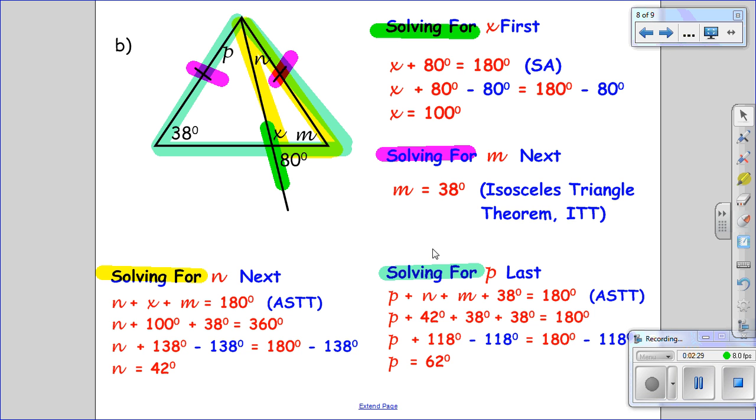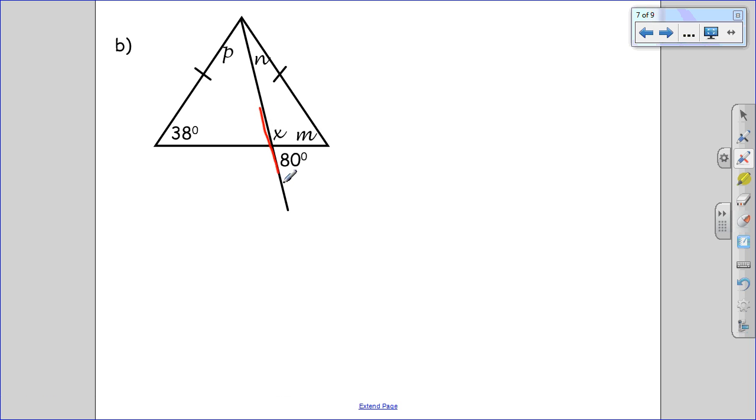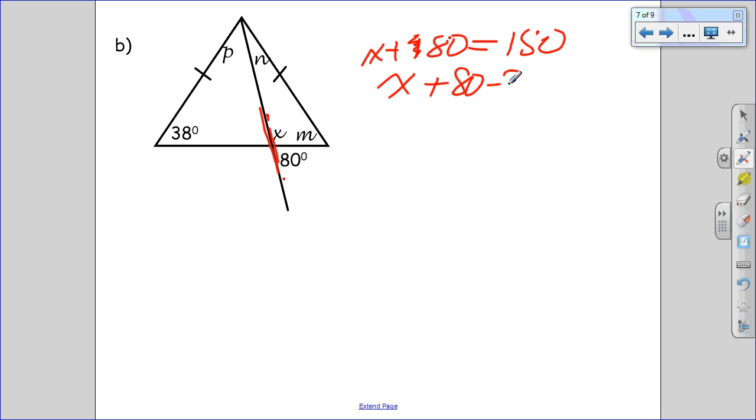Hopefully you paused it and you realize that when we solve this triangle, the easiest thing to solve for is x first, because they are on a straight line. So x plus 80 is 180. And I solve for x by subtracting 80 from both sides. And this is hard to read, the pen's not cooperating with me lately. So x is 100 degrees. So I'm going to put that onto my triangle.